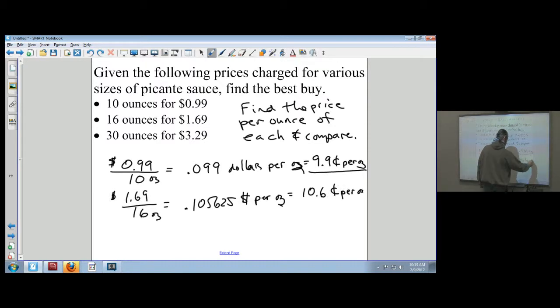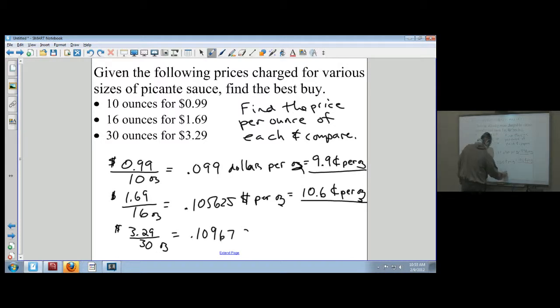cents per ounce. All right, let's look at the next one, which is $3.29 over 30. All right, now that's dollars, and this is ounces. So 3.29 divided by 30 gives us 0.10967 dollars per ounce, which moving a decimal over is 10.97 cents per ounce.